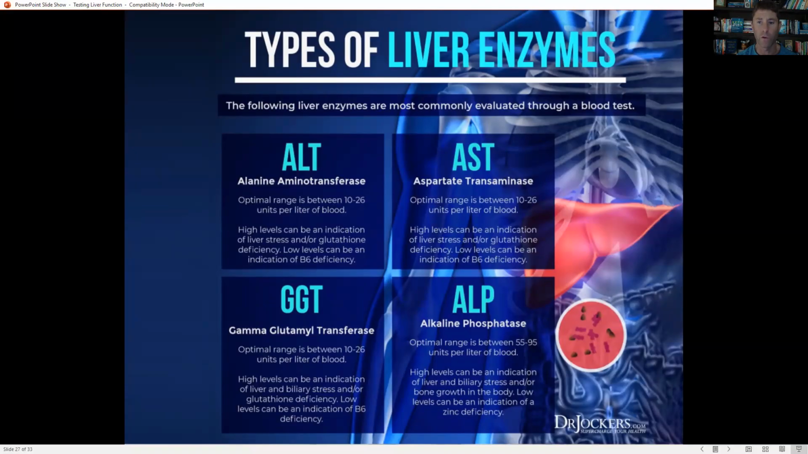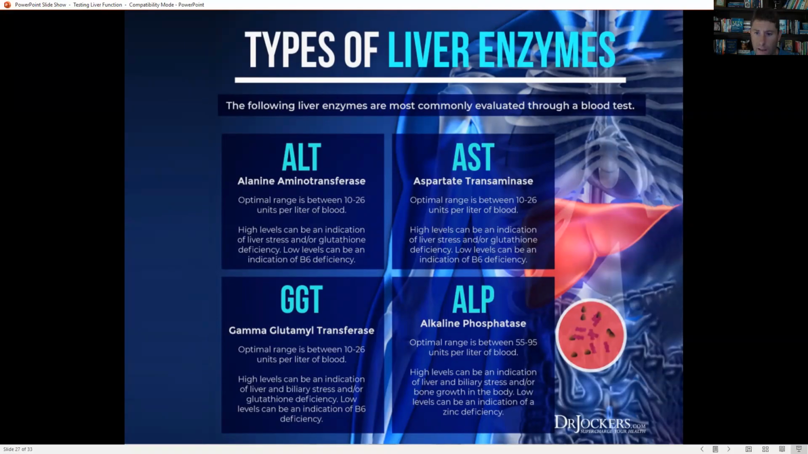Low levels, so if it's under 10, it's oftentimes a B6 deficiency. B6 is critical for the production of these liver enzymes, right? ALT, AST, GGT, and ALP, which is alkaline phosphatase. Now, alkaline phosphatase is very zinc dependent, right? Optimal levels are between 55 and 95, and really 60 and 90 is probably a more accurate range there. High levels of alkaline phosphatase are an indication of liver and biliary stress, right? Particularly the gallbladder for sure, right?